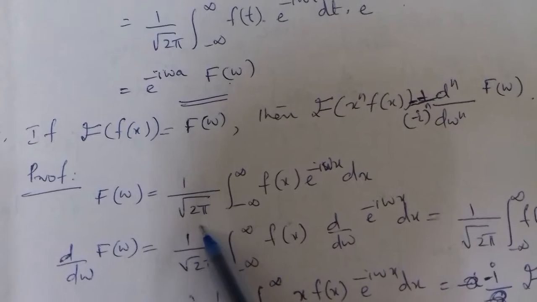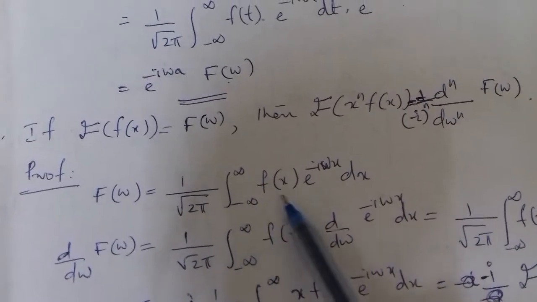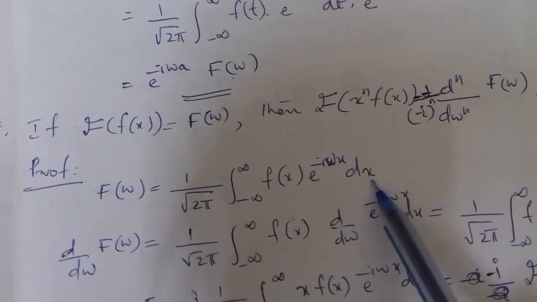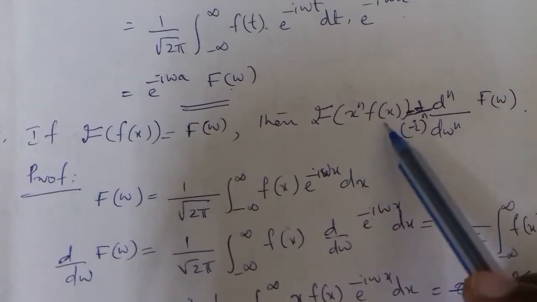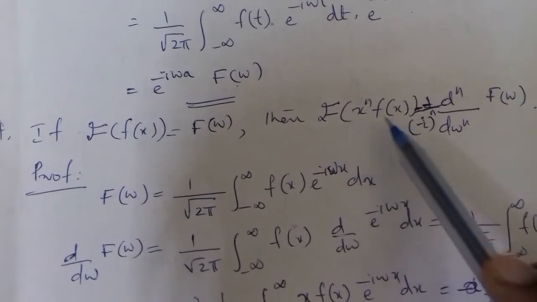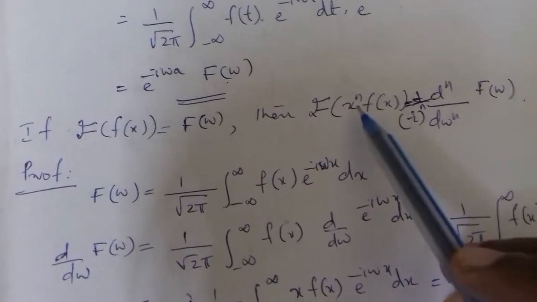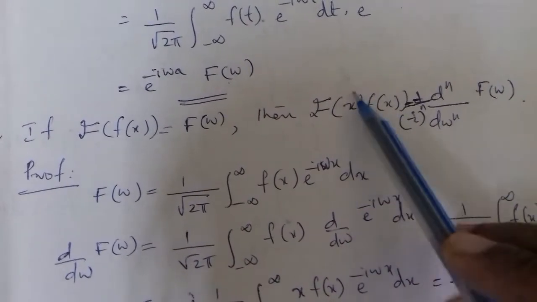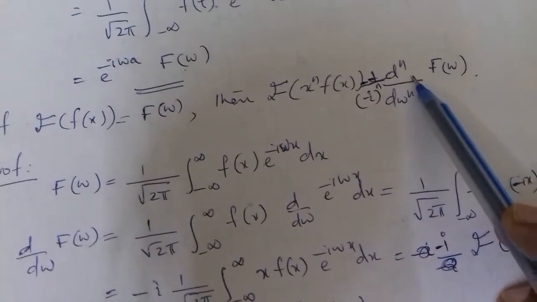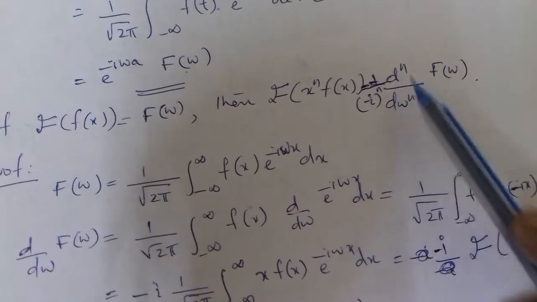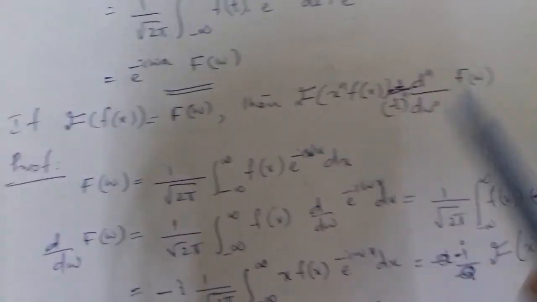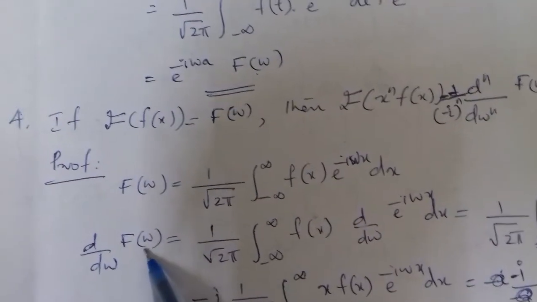F of omega formula: 1 by root of 2 pi integral minus infinity to infinity f of x e raised to minus i omega x dx. So we have to find the product of x raised to n with f of x. We can inductively prove this, first x into f of x, then x square into f of x, etc. So here also, x into f of x is d by d omega of F of omega. So find d by d omega of F of omega.